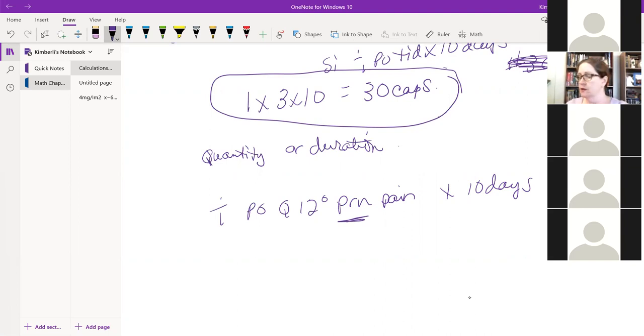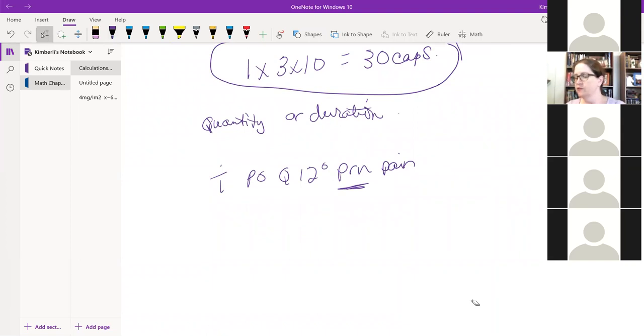Okay, so let's look at something else here. Let's do the same every 12 hours PRN thing again. And let's say that it's every 12 hours PRN pain number 45. What's the day's supply we would put on this?